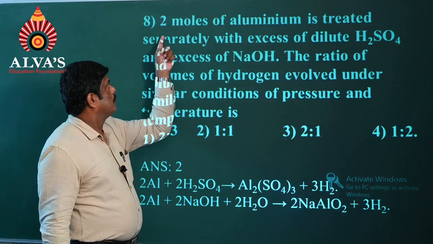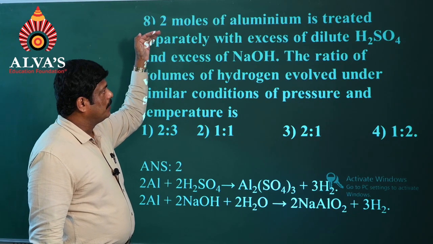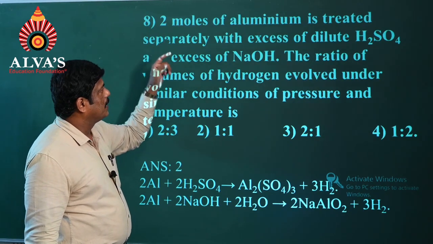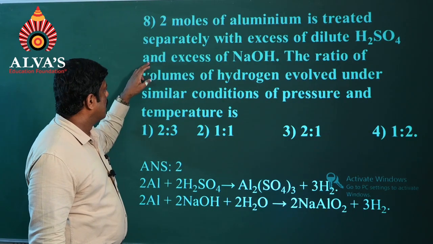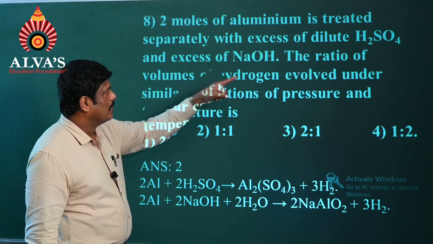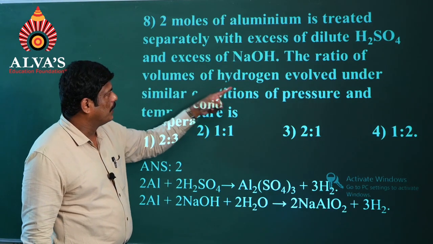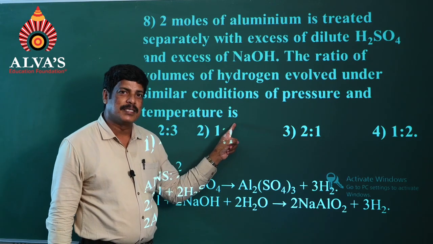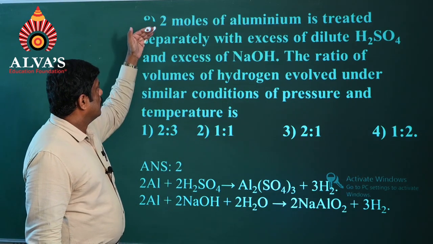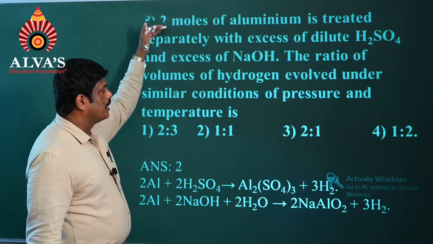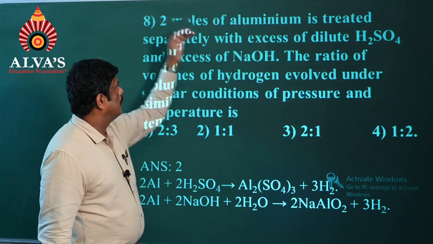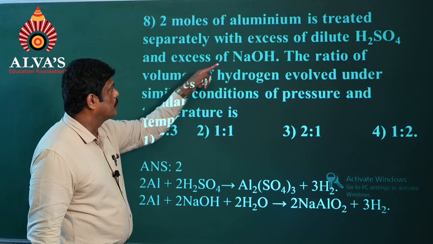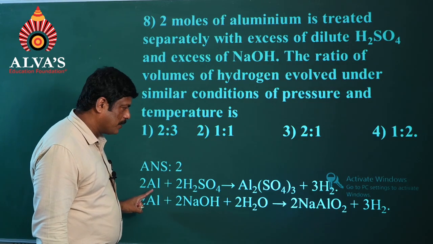Let us go for the eighth question. 2 moles of aluminum is treated separately with excess of dilute sulfuric acid and excess of sodium hydroxide. The ratio of volume of hydrogen evolved under similar conditions of pressure and temperature is? So the thing is, 2 moles of aluminum is treated with dilute sulfuric acid and 2 moles of aluminum is treated with sodium hydroxide. See, let us go for the chemical reaction.